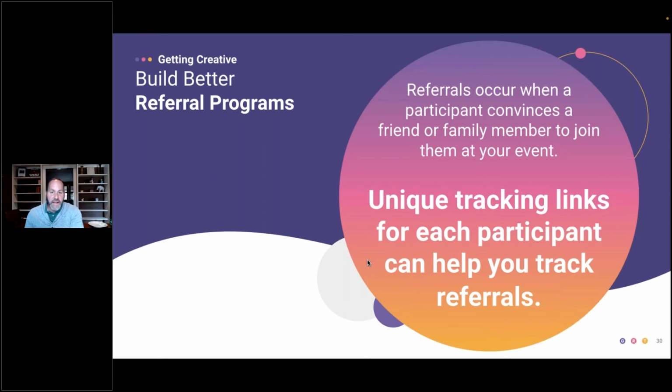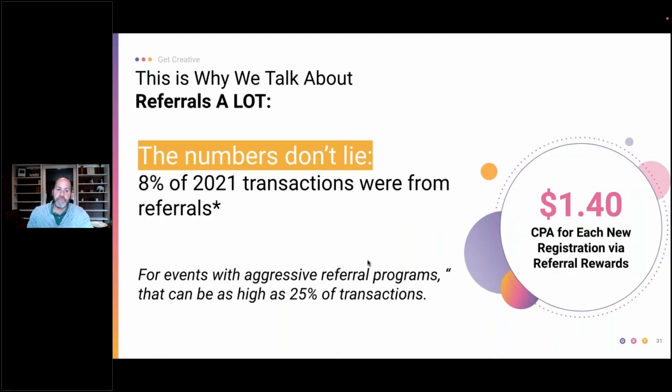And the way that we execute that on RunSignup is that we generate unique tracking links for each participant so that you can track referrals. And by you tracking, I mean, you're not doing anything. The system is tracking those referrals. So every time somebody uses that unique URL for a registrant, that person is getting credit for it, okay? And then you can turn that into a way to incentivize them to keep sharing that link.